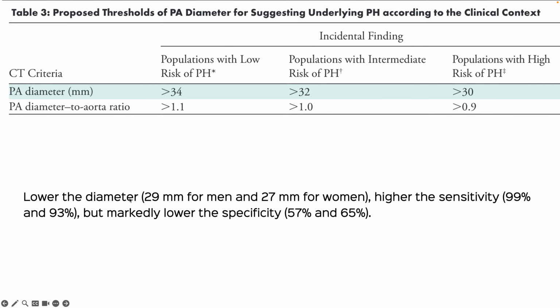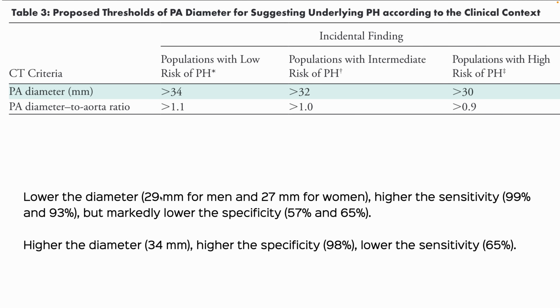Now, if you use a lower diameter, 29 millimeters, then it's likely you won't miss any patient with PH, but about half will be overdiagnosed. And if you use 34 millimeters, every time we say that there's PH, we'll be right, but we will miss a certain number of patients. So 32 is a decent compromise, where almost all the time, in patients who have some diffuse lung disease, a 32 millimeter diameter suggests PH.